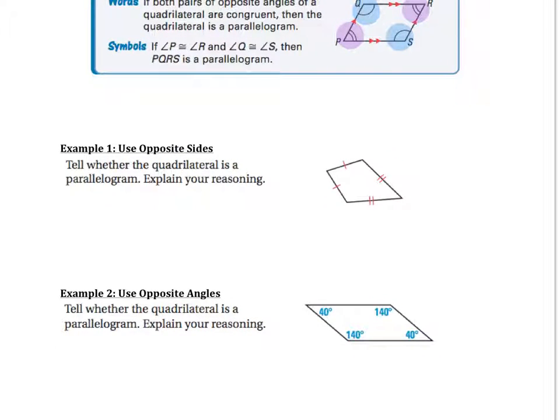Looking at this first example, I want to look at opposite sides and see if they are congruent. In this case, my blue pair and my purple pair are not congruent. So no, and the reason would be opposite sides not congruent.